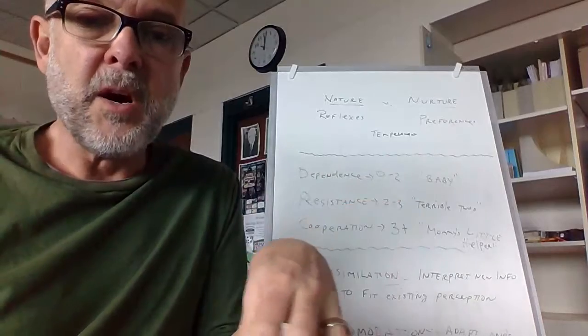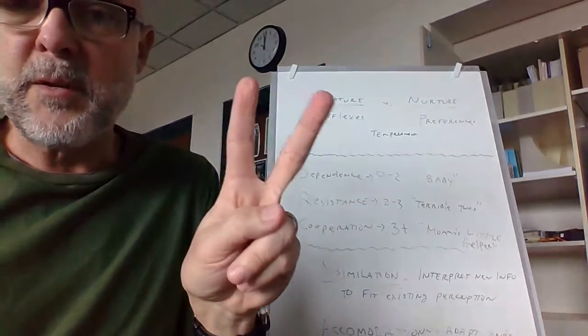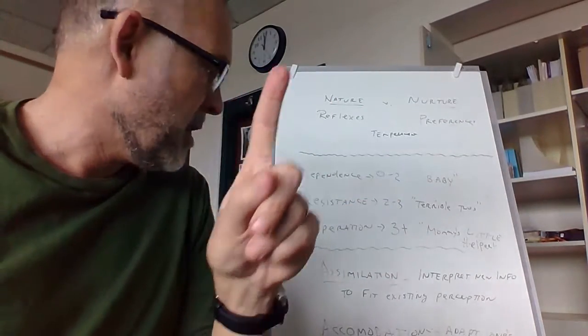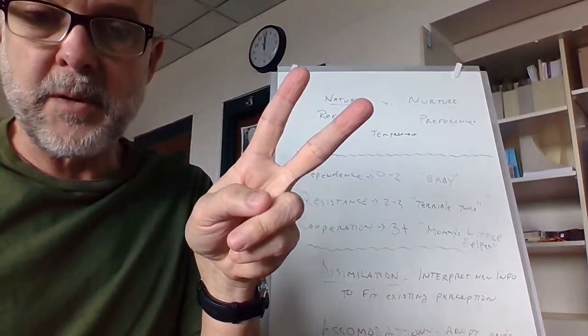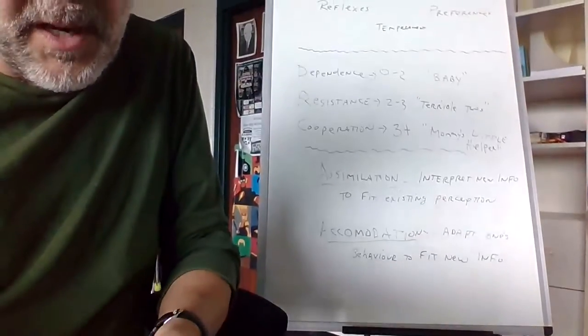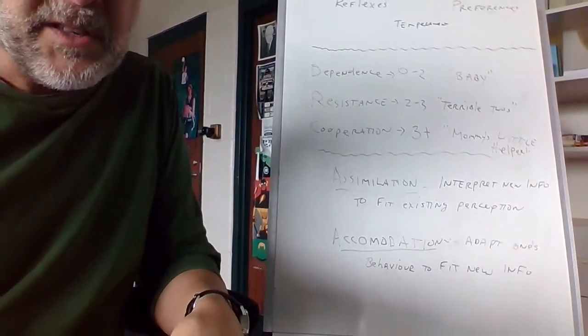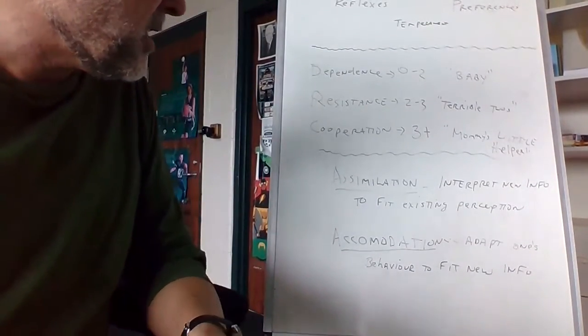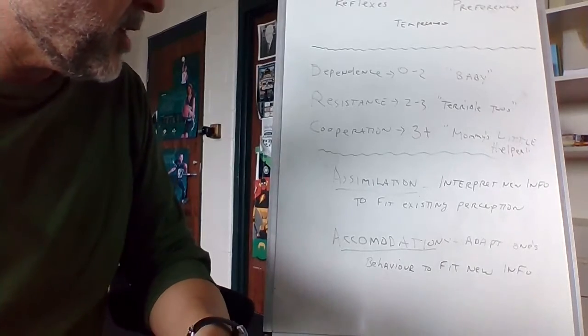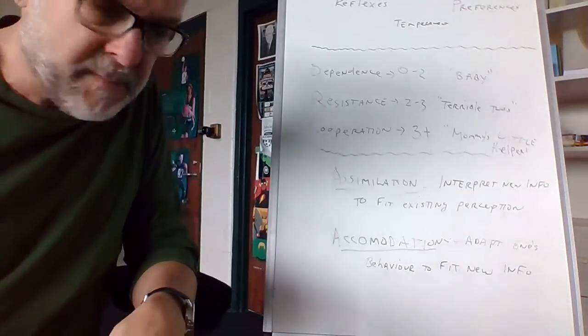Okay, so when somebody learns something new, they can do one of two things to it. They can assimilate it, or they can accommodate it. So if you can see the definitions, I'll put those up, and you can always pause the video, of course, to get these definitions. If you can't read that, assimilation is where you interpret new information to fit your existing perception.